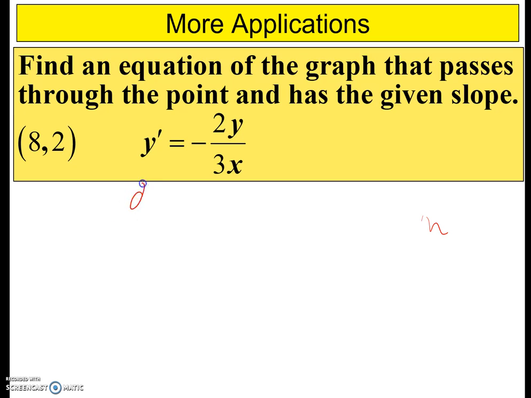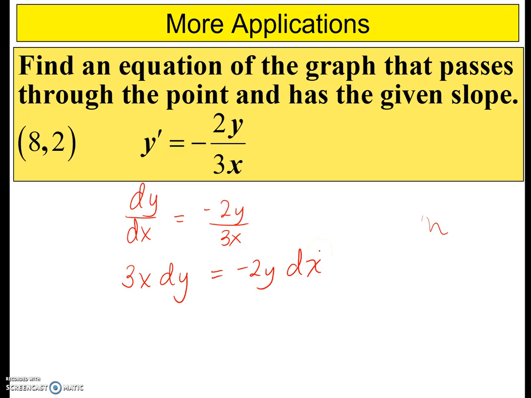So we're going to rewrite this as dy/dx first equals negative 2y over 3x. If we cross multiply, we get 3x dy equals negative 2y dx, which is not helpful because x and y are on the wrong sides. So we're going to go and divide. We've got dy divided by negative 2y equals dx divided by 3x. So we're going to go ahead and integrate from here.